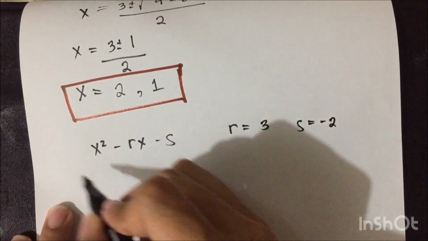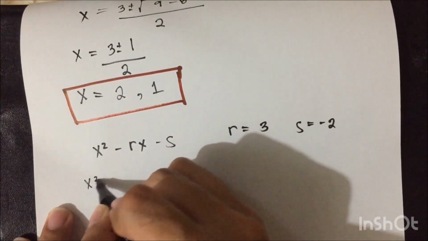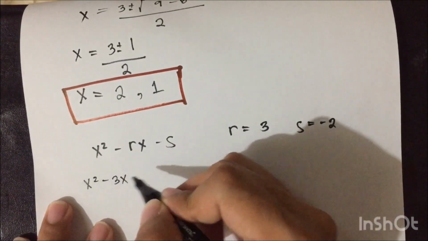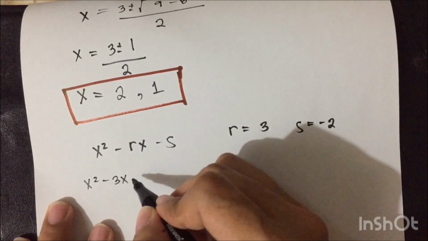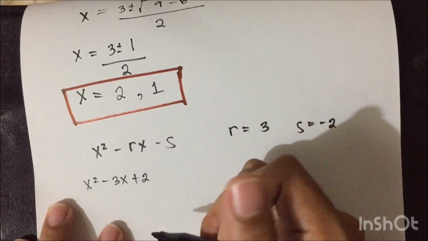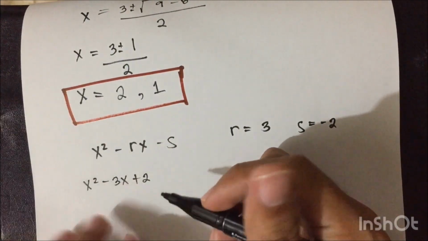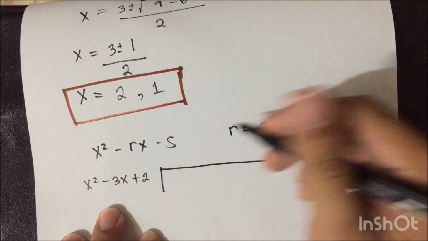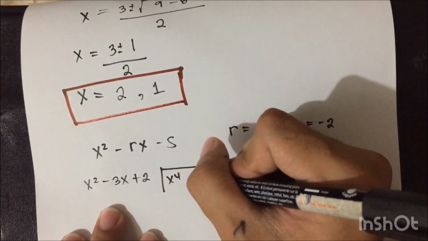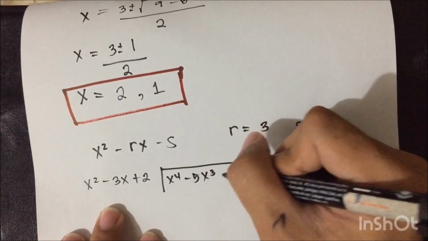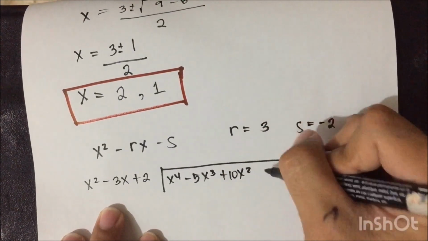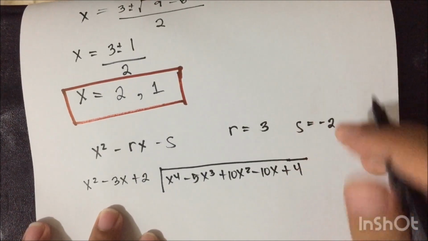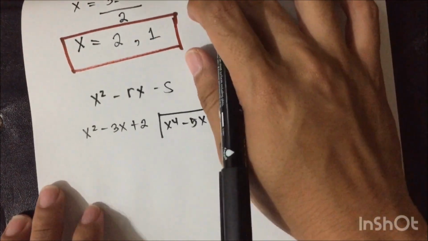So substitute muna natin dito, x squared minus r, which is 3, times x minus s minus negative 2 equals to plus 2, at i-divide natin siya sa ating function, which is x raised to 4 minus 5x cubed plus 10x squared minus 10x plus 4. So yung gagawin natin dito guys, hindi na synthetic division, pero normal na division na lang.